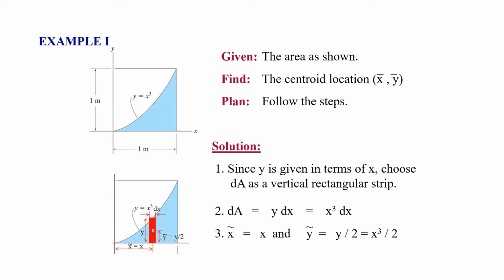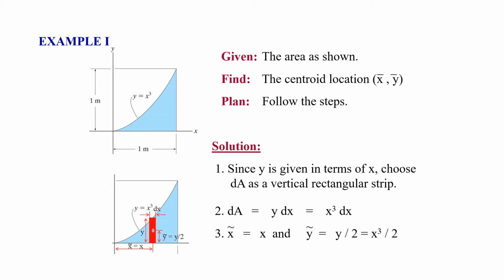So we define dA as y times dx, or x cubed times dx. Probably the most important step here is to understand that to get that differential area, we're just taking the base times the height. What's the base? It's dx. What's the height? It's y at any particular point of interest. So we've just multiplied those together, and that turns out in this example to be equal to x cubed times dx.